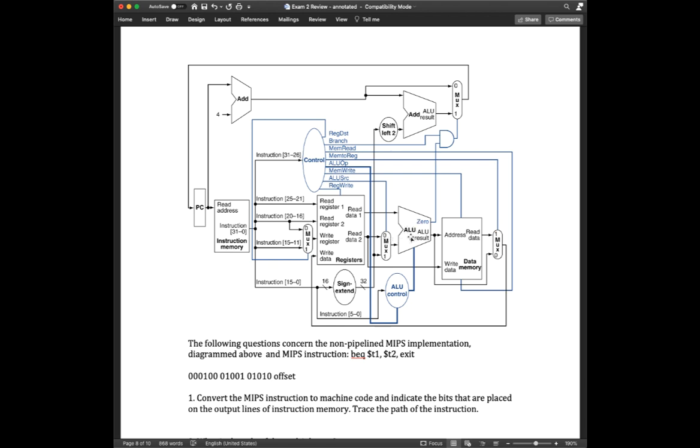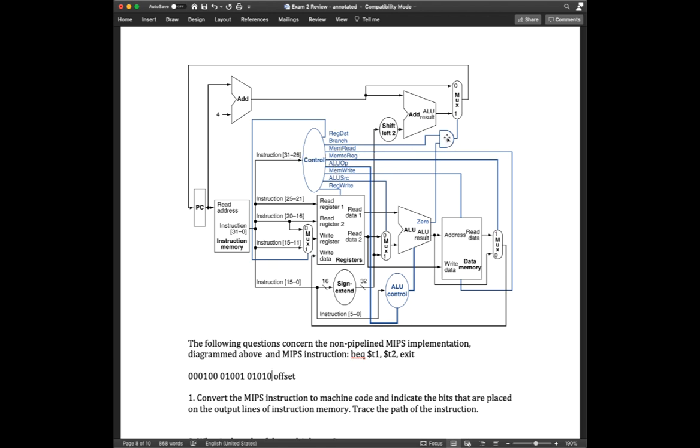This is a branch equal, so the way that it compares if they're equal is it subtracts them. And if the result of that subtraction is 0, this 0 flag will be true. We'll have a 1 here into this AND gate. It is a branch instruction, so this will be 1. And again, all of these signals right here are determined solely from the circuitry here. The only input is the opcode. So all of these are deterministic based on the opcode.